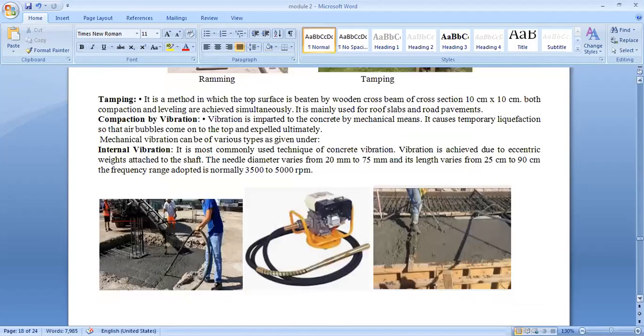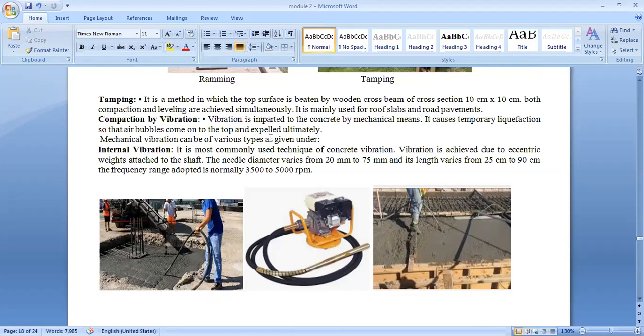And next, the compaction by vibrations. Vibration is imparted to concrete by mechanical means. It causes temporary liquefaction so that the air bubbles come out on the top and are expelled ultimately. Concrete with about 4 centimeter slump can be placed and compacted fully with closely spaced reinforcement work, whereas for hand compaction much higher consistency, say about a 12 centimeter slump, may be required.